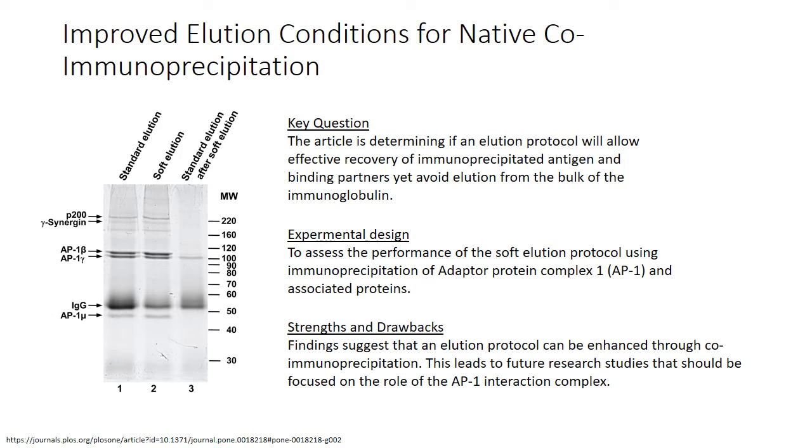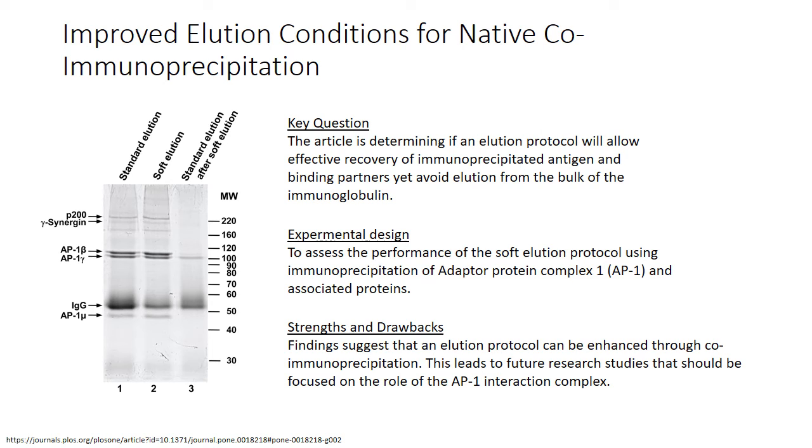Improved elution conditions for native co-immunoprecipitation is the article I chose, and the key question in the article is determining if an elution protocol will allow effective recovery of the immunoprecipitated antigen and binding partners, yet avoid elution of the bulk of the immunoglobulin. This experimental design allows assessment of the performance of soft elution protocols using immunoprecipitation of adaptor protein complex 1, also referred to as AP1, and the associated proteins.